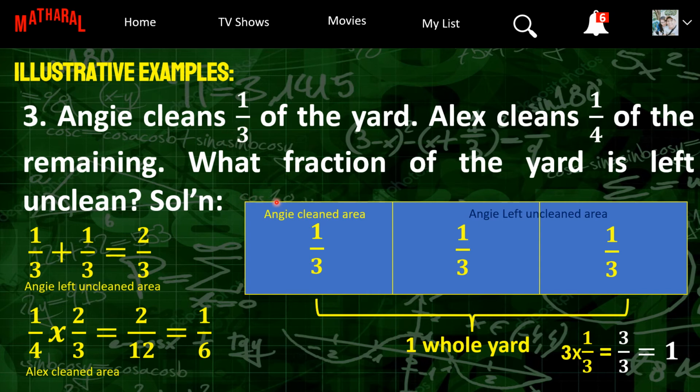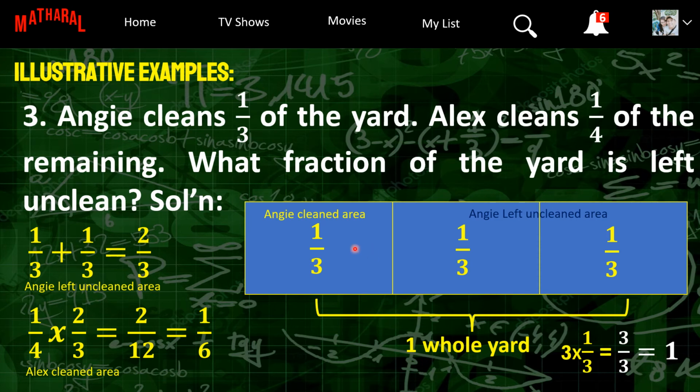So, gumawa po tayo dito ng tatlong representations ng box. Okay, representations ng nalinis ni Angie at yung hindi niya nalinis sa yard. Okay, so since the denominator is 3, we need to say there were 3 groups. So, representing 1/3 yung nalinis ni Angie at yung mga natira na 1/3 and 1/3 ay yung hindi nalinis ni Angie. So, we're going to sum up these 3 1/3s that is equal to 1 whole yard. So, ito po siya. 3 times 1/3 is equal to 3/3 or is equal to 1. Ayan.